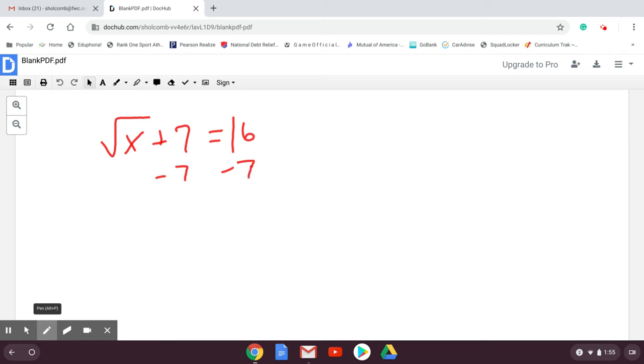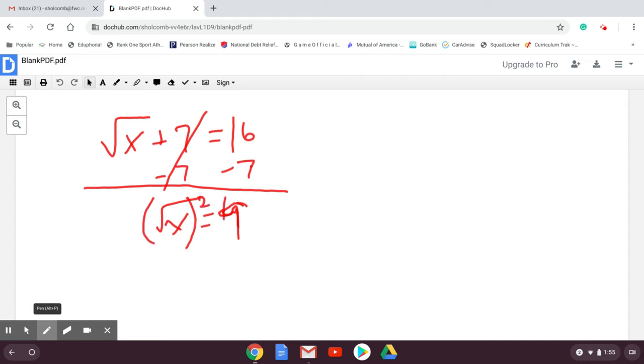So the x is already on the left, but it's not by itself. So let's subtract the 7, and we get the square root of x is equal to 9. Whoa, that did not come out very well. All right, so now we're solving for the square root of something. Let's do the opposite and let's square both sides. The square and the square root cancel out to just an x, and 9 squared is 81.